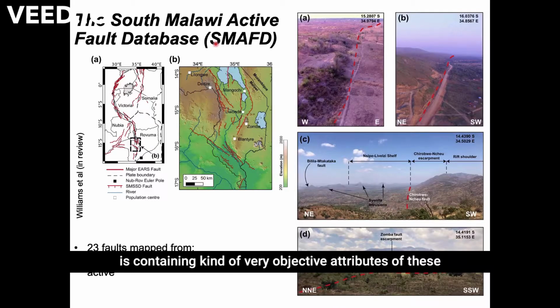This contains very objective attributes of these faults, such as their location, their geomorphic attributes, and some confidence that these faults are still active, using this criteria here, where we're basically saying that any fault that shows evidence for activity during East African rifting is still active. So that's up to about mid-Pliocene in this part of the rift.